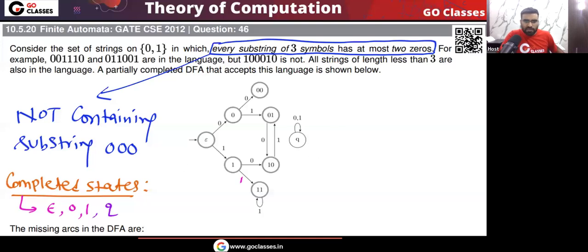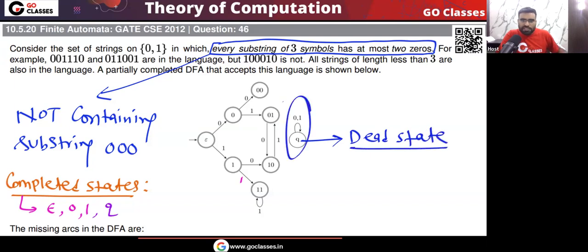Okay, so let's see one by one. In this state, double zero, this state is telling you that you have seen double zero. If zero comes, then what should happen? This is your dead state, because this is a non-final state with a self loop on every symbol. So this is your dead state.